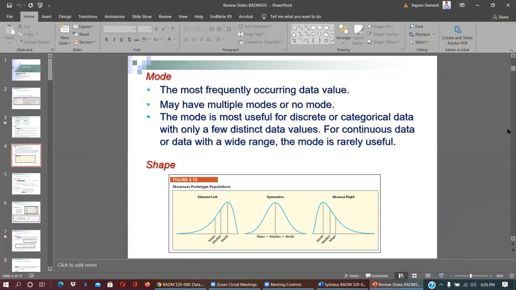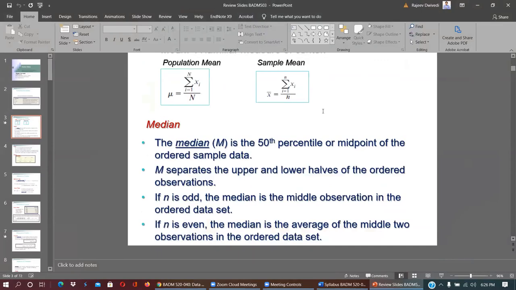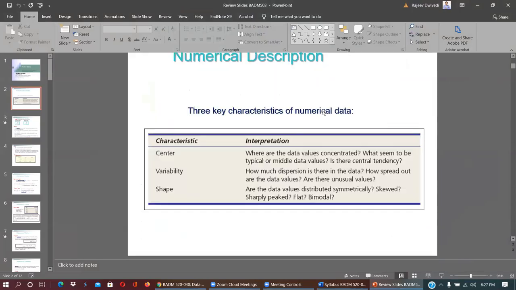Mode, what is the mode? Mode is the most occurring or most repeated or most frequently occurring data value in any data set. That is called mode. So these are the three important statistics which explain the center of the data.